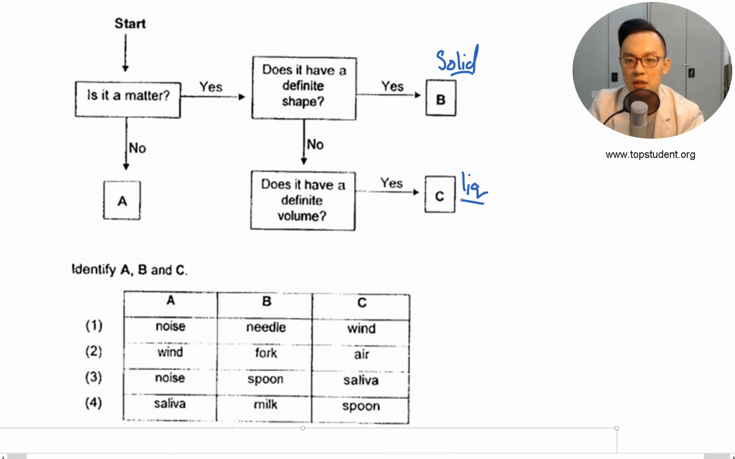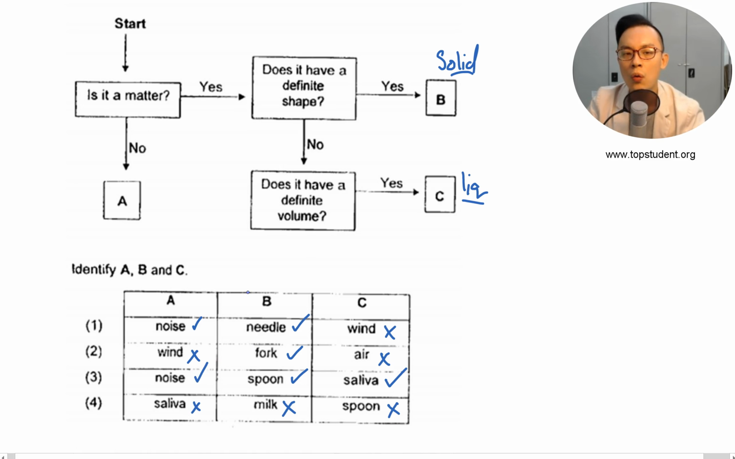So let's take a look. C should be a liquid, so wind is not. Wind is air. Saliva is a liquid. Spoon is not. B should be a solid, so needle is a solid. Fork is a solid. Spoon is a solid. Milk is a liquid. Is it a matter? Nope, not a matter. Noise is not a matter. Wind is a matter. Saliva is a matter. Okay, so noise has no mass and does not take up space. So the answer is number 3.